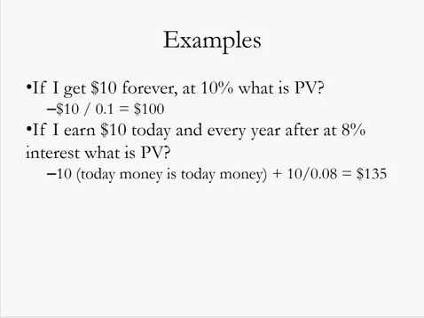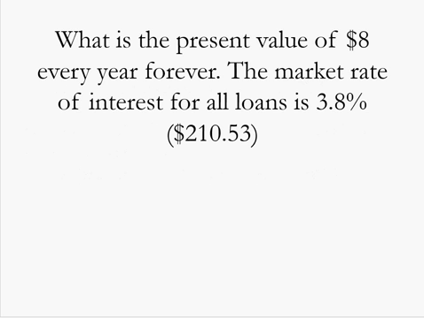So here's an example for you to try. We have $8 every year forever. The market rate is 3.8% per year compounded annually, and you should get $210.53. So go ahead and try it. See if you can get that on your own. Okay, and here's another example, 5 forever at 5%. What should that be?